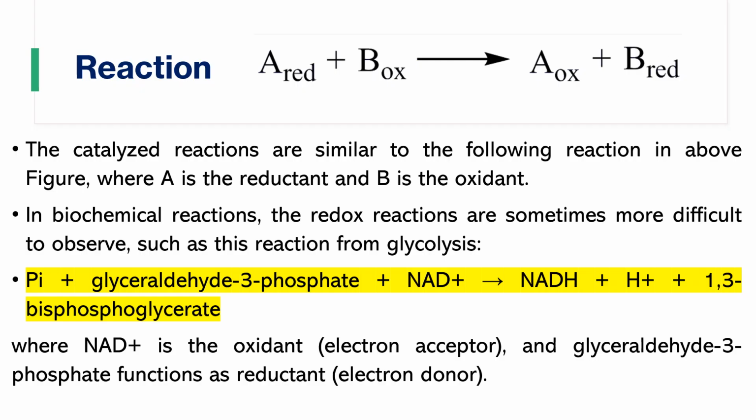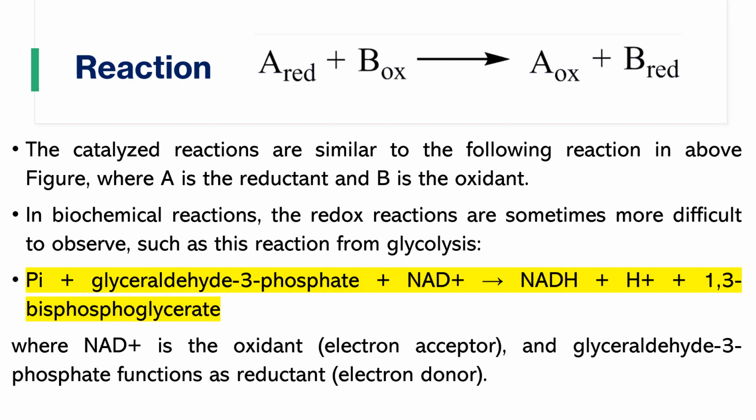oxidoreductase reactions. Normally, this is one example of a chemical reaction where two molecules react together, one will be oxidized and another will be reduced. So the catalyzed reactions are similar to the following reaction in the above figure, where A is the reductant and B is the oxidant. In biochemical reactions, the redox reactions are sometimes more difficult to observe, such as the reaction from glycolysis. Here, if you see the glyceraldehyde, NAD plus is going to work as a cofactor.